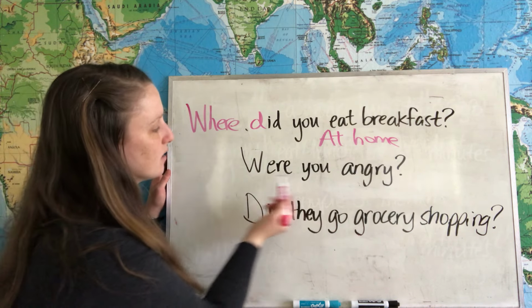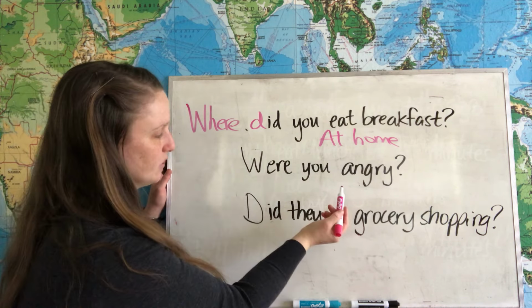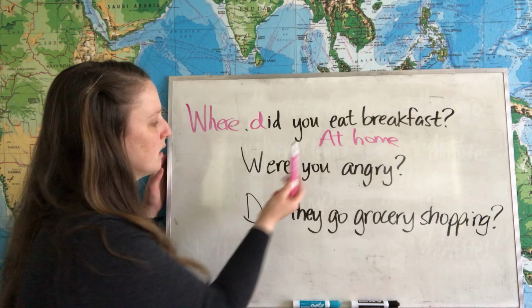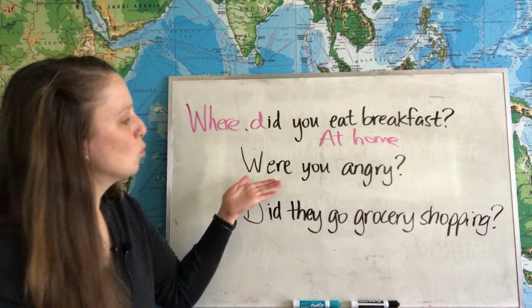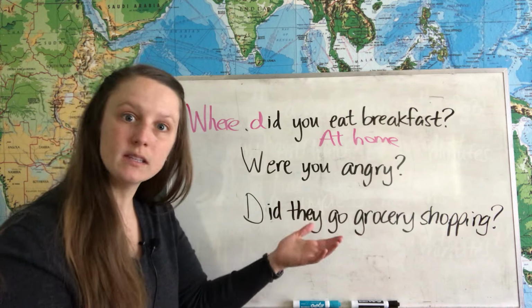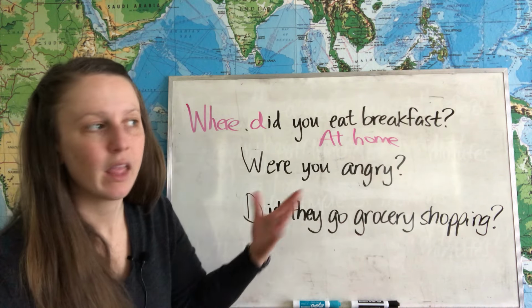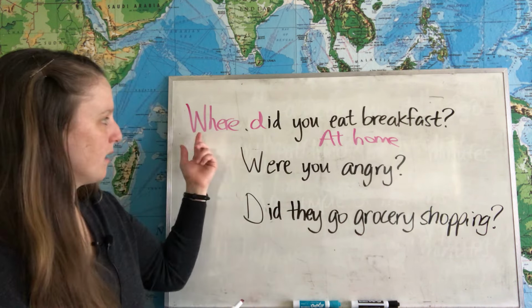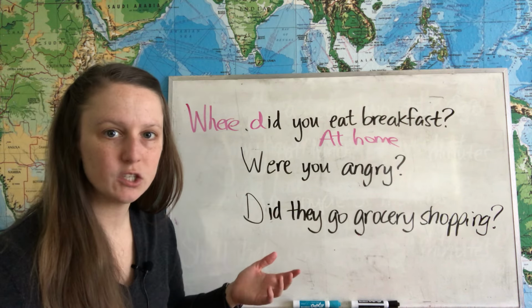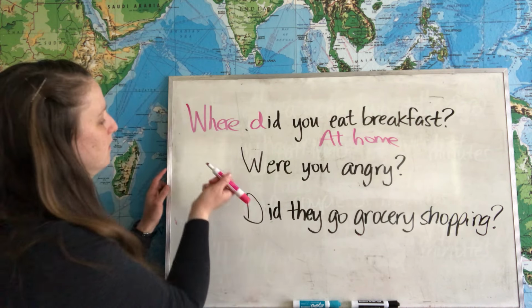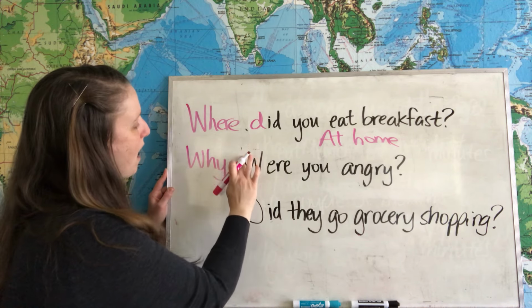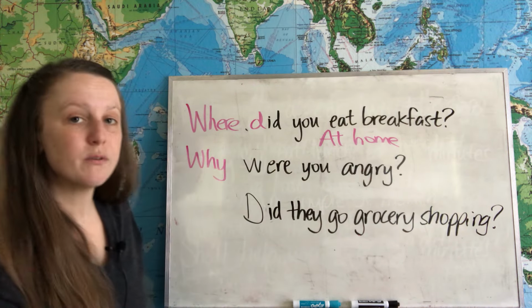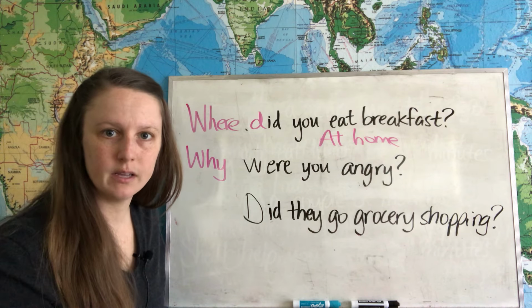Now, here's our second question. This one is with a be verb. Our first one used a helping verb and a main verb, but here we're using a be verb for this question. Were you angry? Yes, I was, or no, I wasn't. Now, in the same way, we just need to add our WH question word at the beginning. We'll ask, why were you angry?